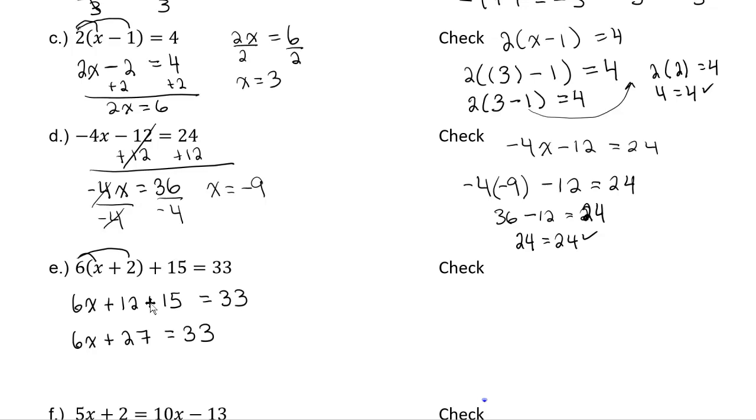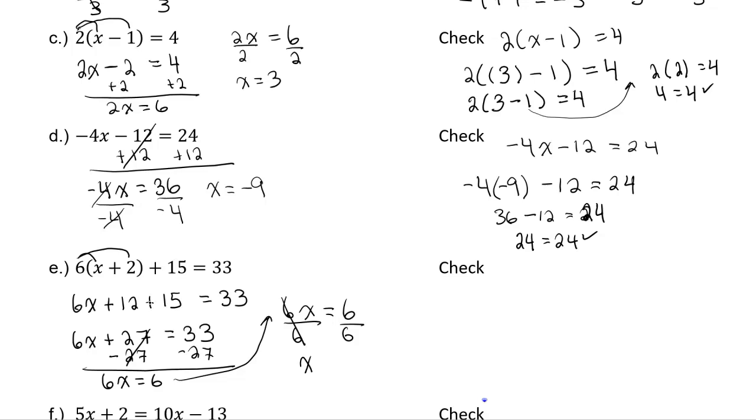Reverse order of operations now that I'm ready to start working across the equal sign. So I need to get rid of that addition first. So I do that by subtracting 27. That goes away and I get 6x equals 6. All right, for space, I'm just going to move up here. So I get 6x equals 6. Divide by 6, divide by 6, and x equals 1.